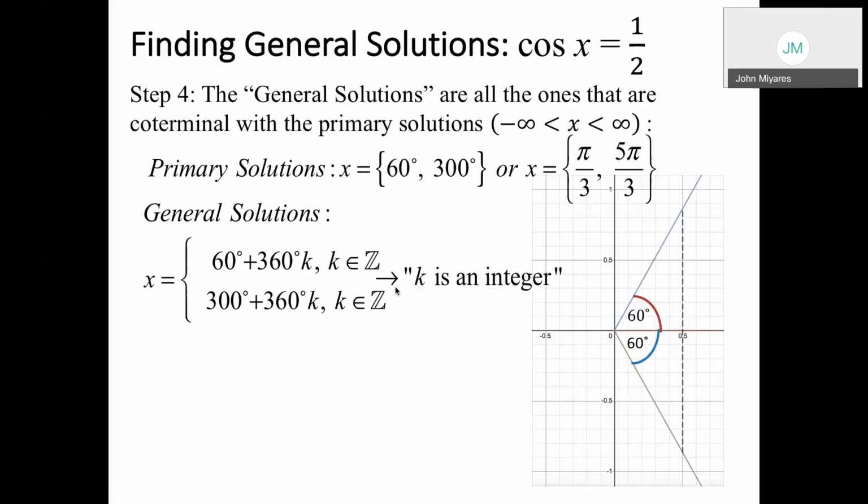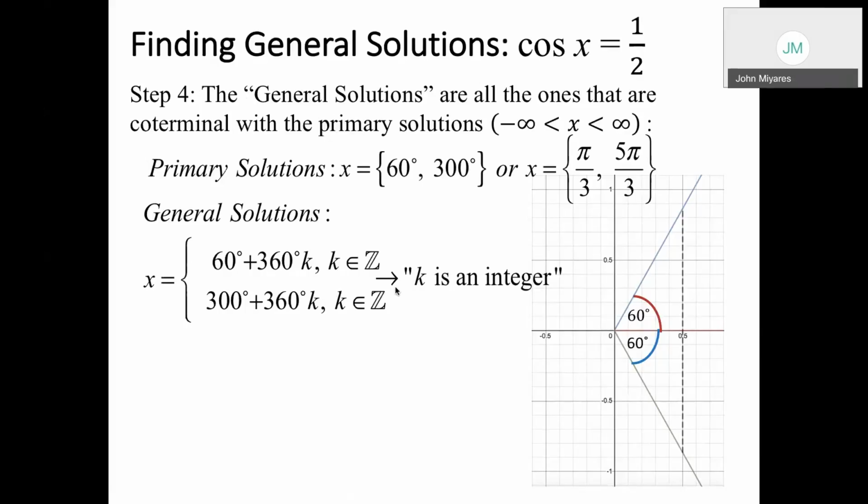Now remember, integers can be positive or negative whole numbers. They could be 0, 1, 2, 3, 4, and so on, but they could be -1, -2, -3, -4, and so on. Infinitely in both directions, we're going to get lots of possible answers that we could get for x. So whatever integer value you plug in for k into this formula, either 60 plus 360k or 300 plus 360k, will give you a solution to this equation.